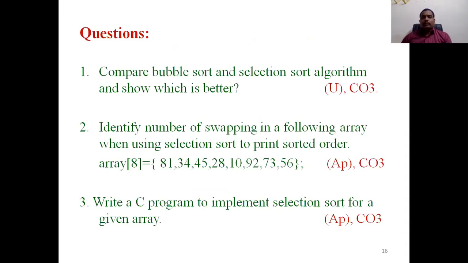So simple questions I posted here, you have to find the answers for these questions. Compare bubble sort and selection sort algorithm and show which is better. Identify the number of swaps in the following array when using selection sort to print sorted order. So I gave the array, so you have to sort it using the selection sort algorithm. Finally, write a C program to implement selection sort for a given array. So these are sample questions. They are at understand level and apply level. So you can try to write the answers.